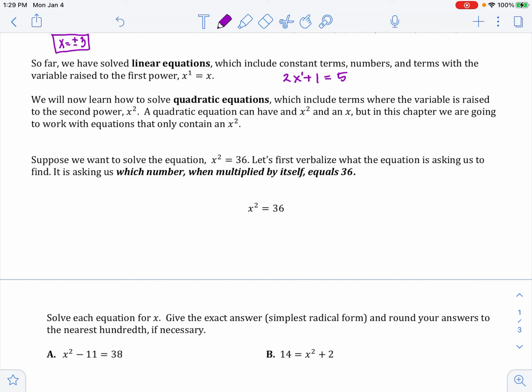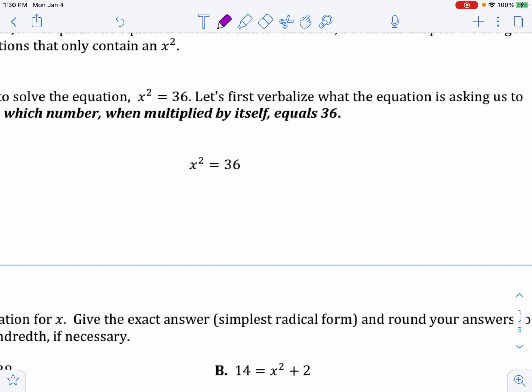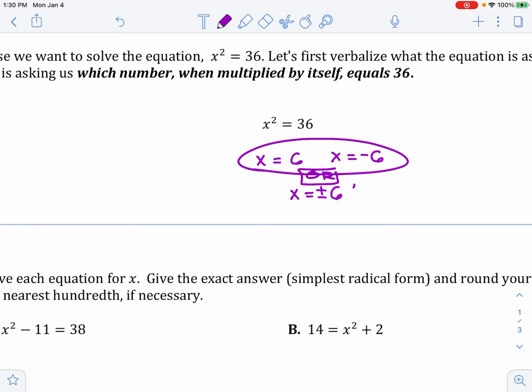So it says, suppose we want to solve the equation x squared equals 36. Let's first verbalize what the equation is asking us to find. It is asking us which number when multiplied by itself equals 36. So remember, that's 6 and negative 6. So you can write it like this. You can write it as 2 separate answers. 6 is an answer and negative 6 is an answer. Or you can write it as plus or minus 6, right? Positive 6 and negative 6 are both answers, okay? So either one of these is correct, either this or this.